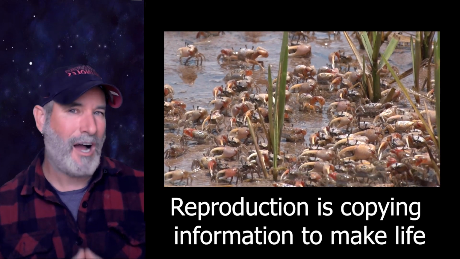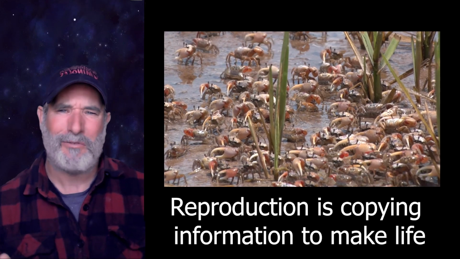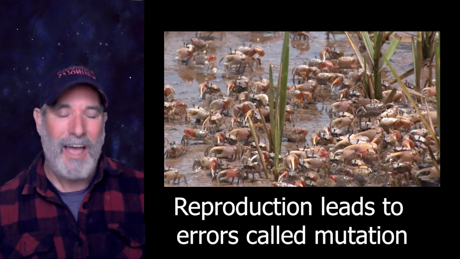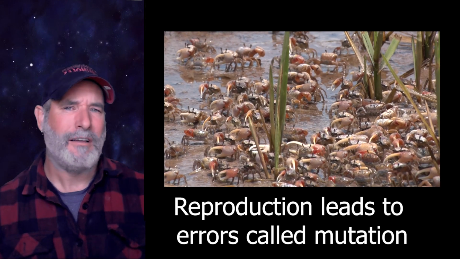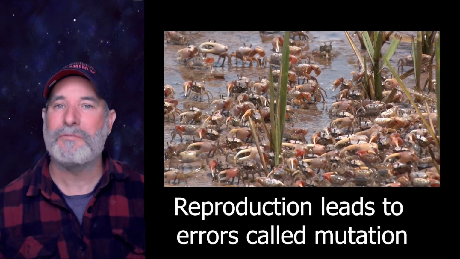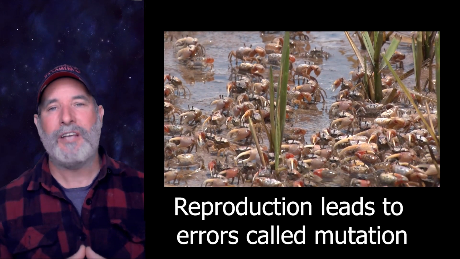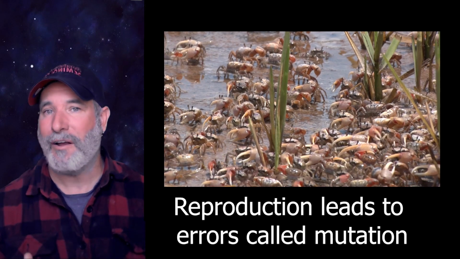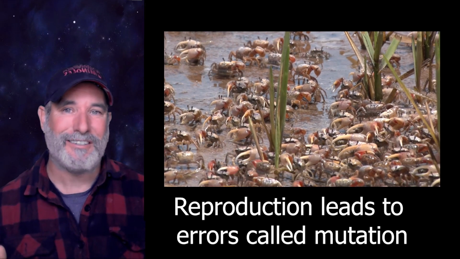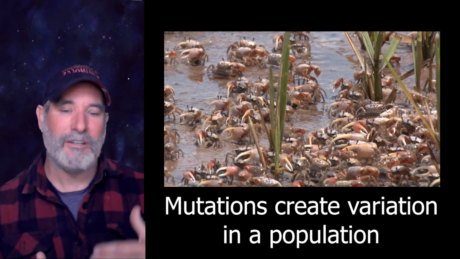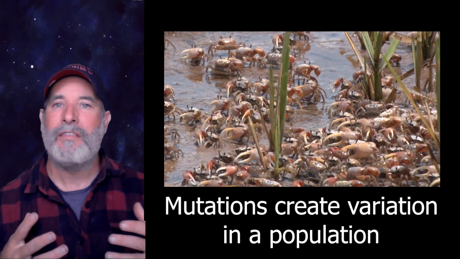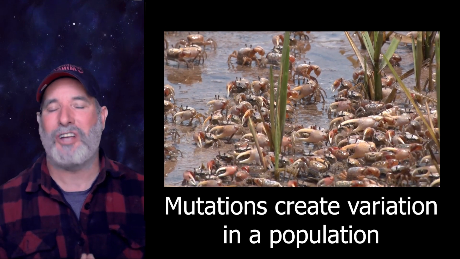But every time you copy something down, have you ever copied a mistake? Oh yeah. With every single generation, there's mistakes. We call those mistakes mutations. And those mutations create variation within a population. And it is natural selection, the driving force of evolution, that operates on those changes.